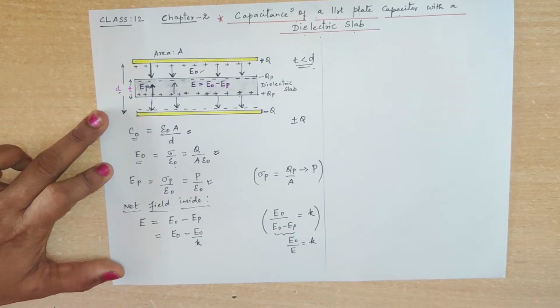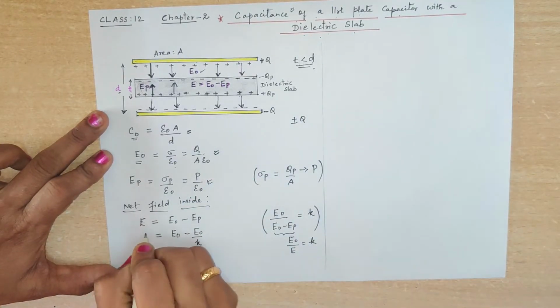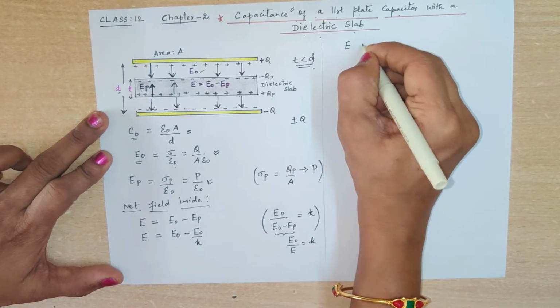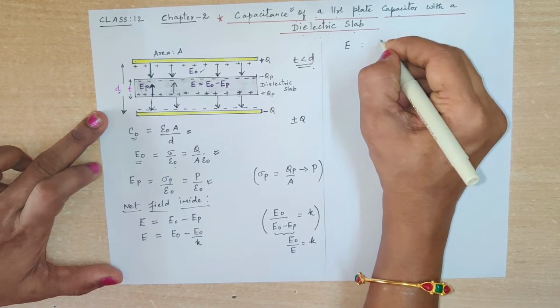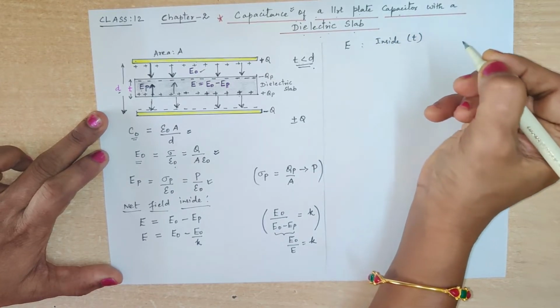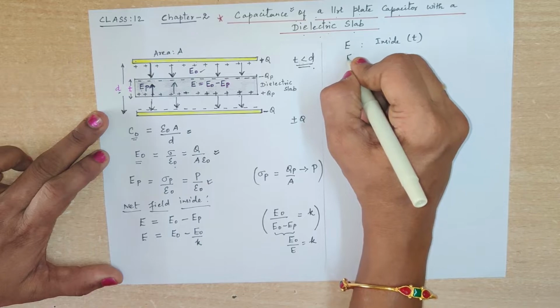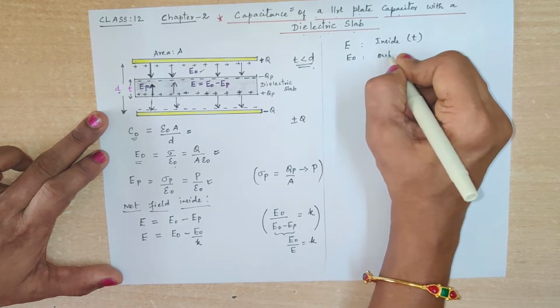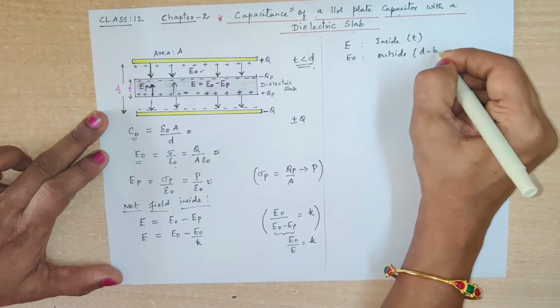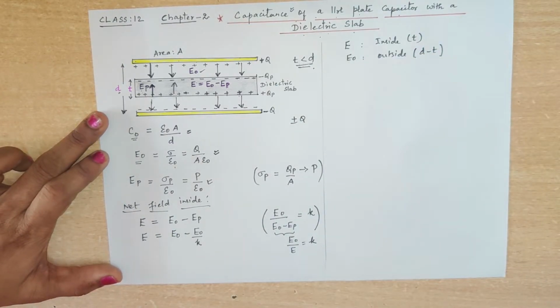Now, when we look at this expression, we understand that the electric field E is the resultant field inside, for the thickness of the slab. And E naught is outside the slab, for the space which is left here, D minus T. These are the two electric fields we are operating with now. Therefore, K is the dielectric constant of the slab.